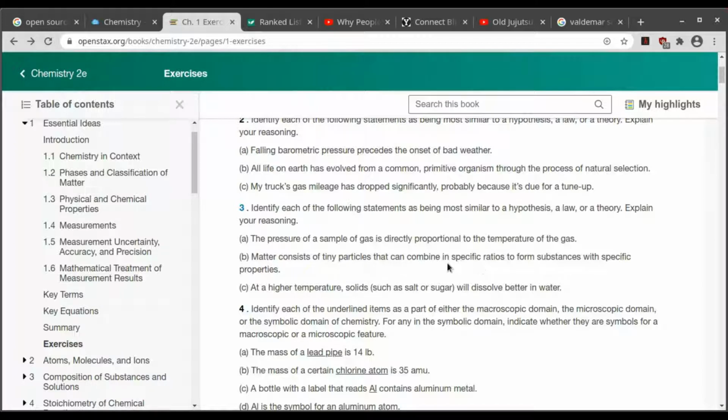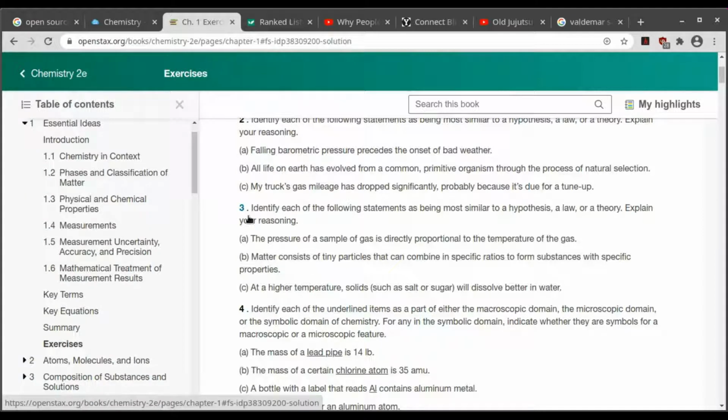At a higher temperature, solids such as salt or sugar will dissolve better in water. I believe that will be a hypothesis, and I don't know if it's true for all solids. It might be. So if we're saying law, theory, hypothesis, I think that's going to be it. You click on it to see the answers to number 3: law, theory, hypothesis. Okay, so that was correct.